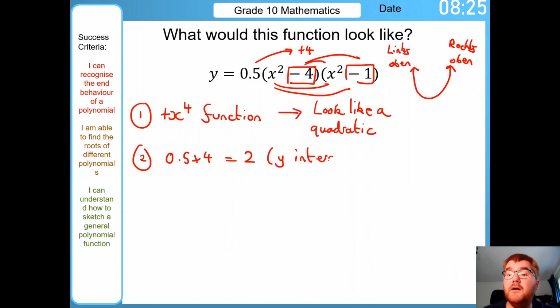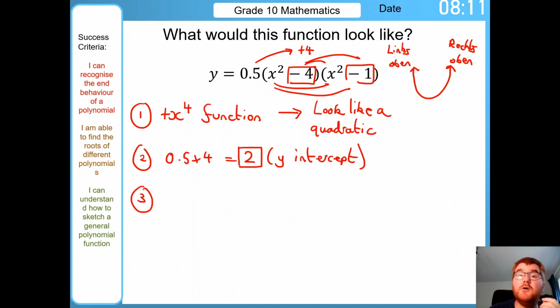Remember, the number left over with all the x squared and x cubes and things like that, that's going to give us our y-intercept. So already we've actually built up quite a lot of knowledge about this particular function. Our third part here is to work out the x-intercept, the root, the Nullstellen.